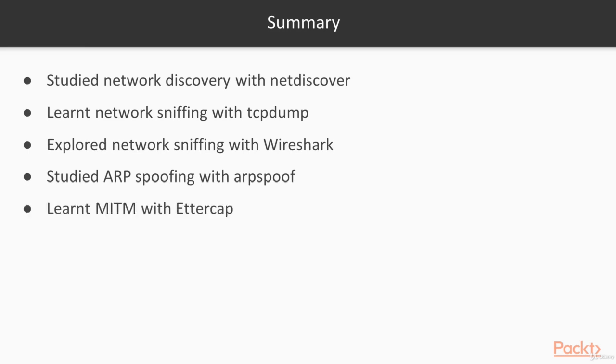We then moved on to use a tool called Ettercap that allowed us to perform the ARP poisoning attack that also gave us man-in-the-middle access, and we were able to intercept packets between a target and the router.